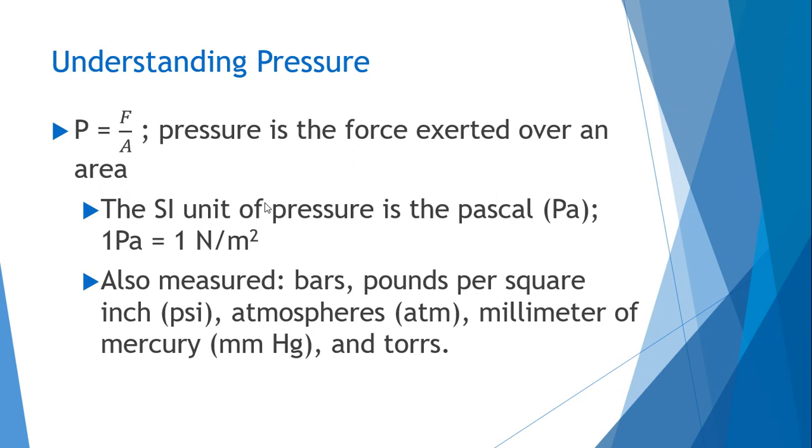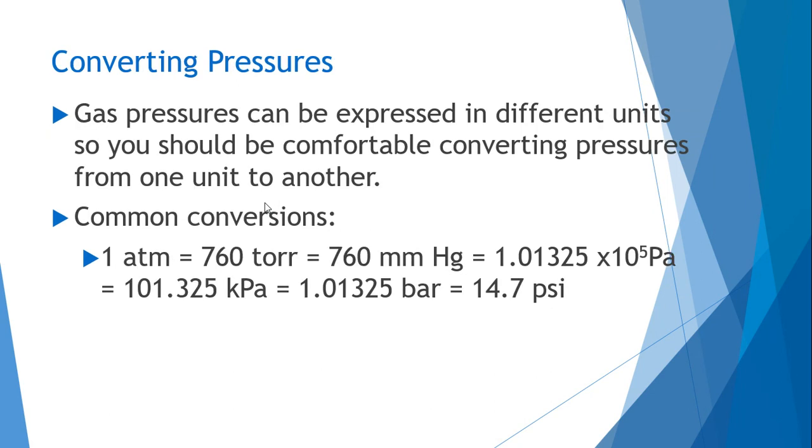So if you have, let's say, a 32 PSI tire, atmospheres, millimeters of mercury, and torrs are other common units that you can use. Just like with anything in science, not everything is going to be given in the same units, so we need to be able to convert these units. Gas pressures are going to have to be converted from, for example, ATMs into PSI. Or we might have to convert torr into bars.